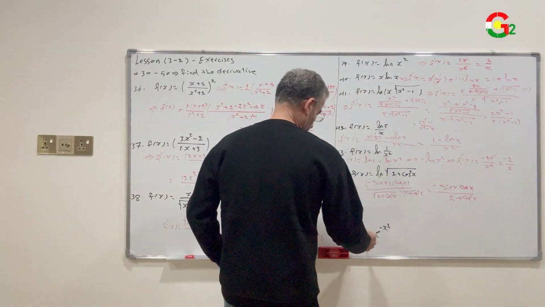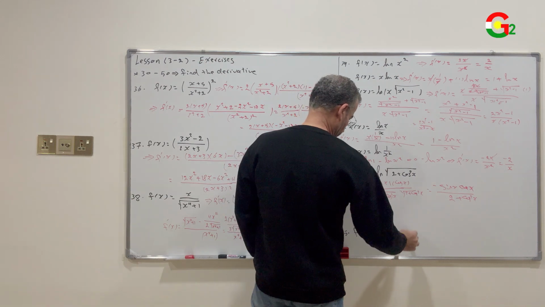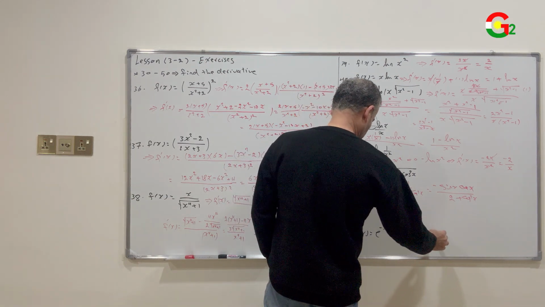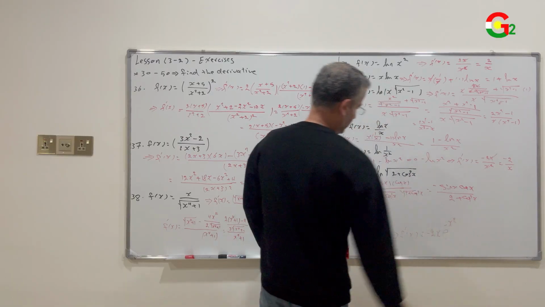Number 45, the derivative of e to the negative x to the power 2 is f prime of x equals negative 2x e to the negative x squared.